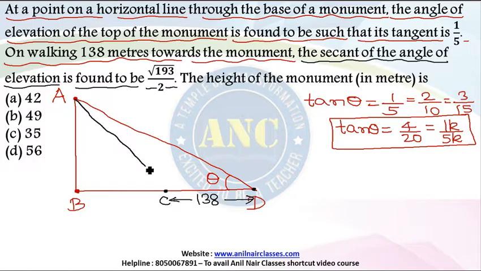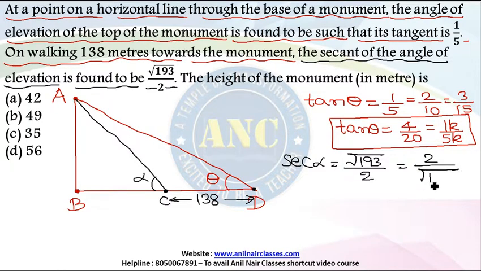That means the angle of elevation, I will call it alpha. It is given that secant alpha is nothing but root of 193 divided by 2, or in other words, cos alpha is 2 by root of 193. Cos alpha is nothing but the reciprocal of secant alpha. Find the height of the monument. That means they are asking you to find the height AB. AB value is what they are interested in finding.